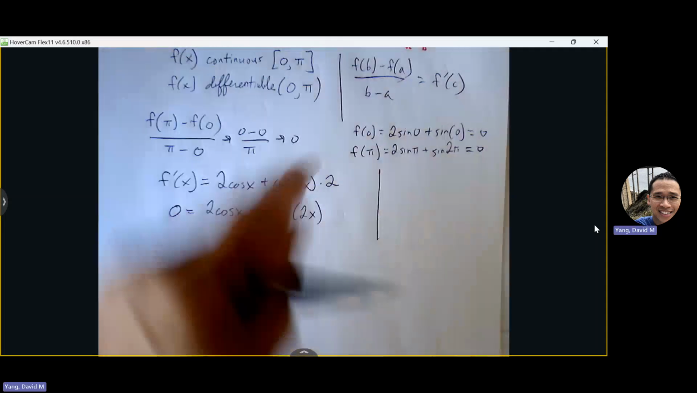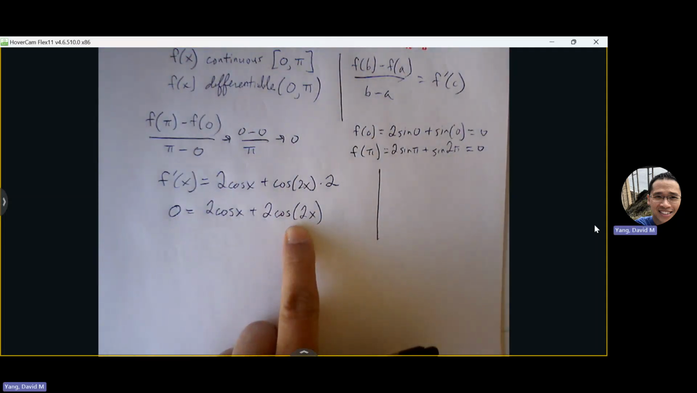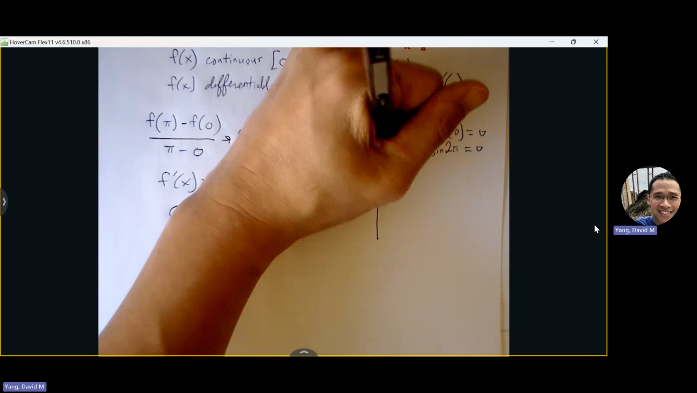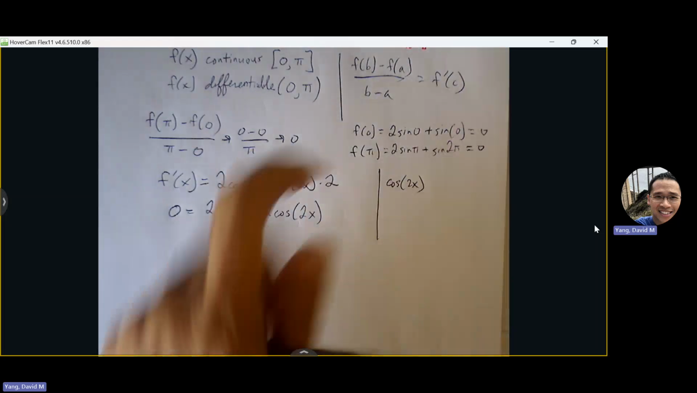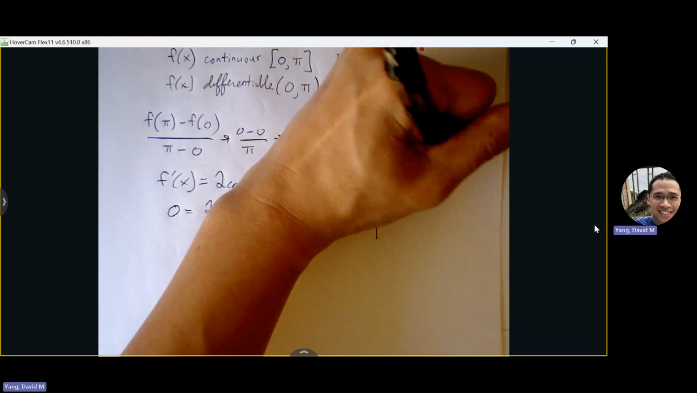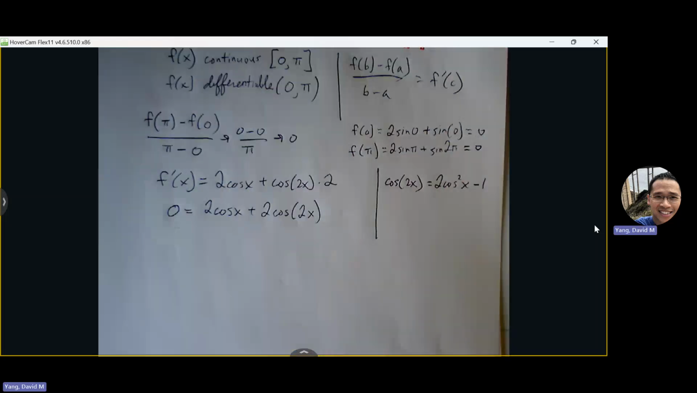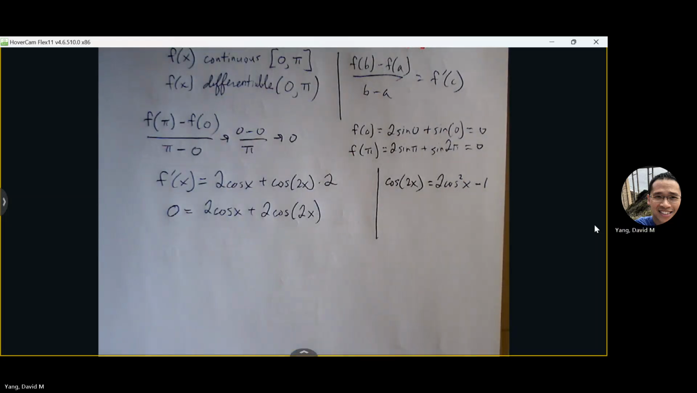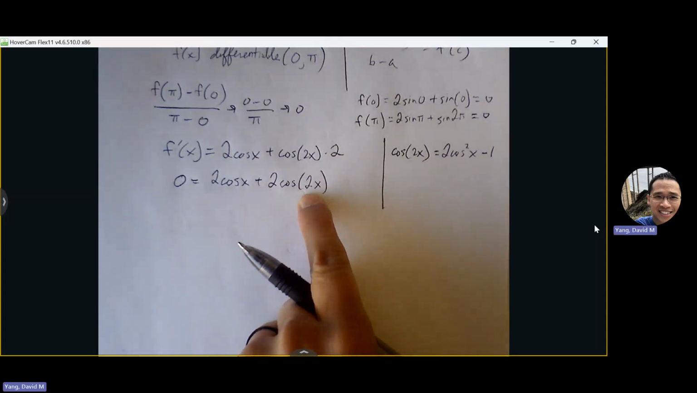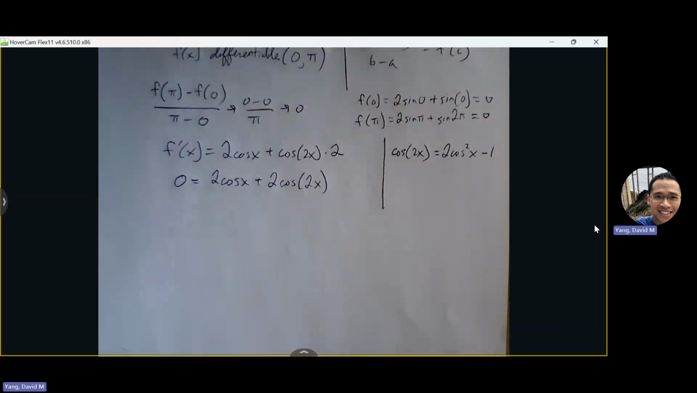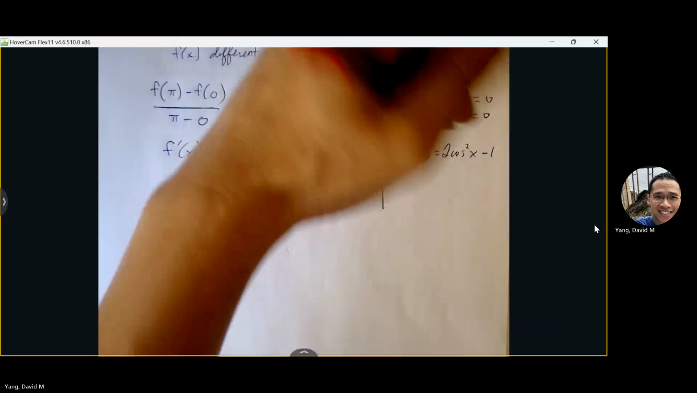So there's a double angle identity for cosine 2x. Now, if a double angle identity shows up on the test, I'll give you those identities. I won't ask you to memorize them. There's an identity for cosine 2x in terms of cosine, which is 2 cosine squared x minus 1. So I'm going to substitute it in for the cosine 2x, and that gives me everything at the same level for me to combine different pieces here.